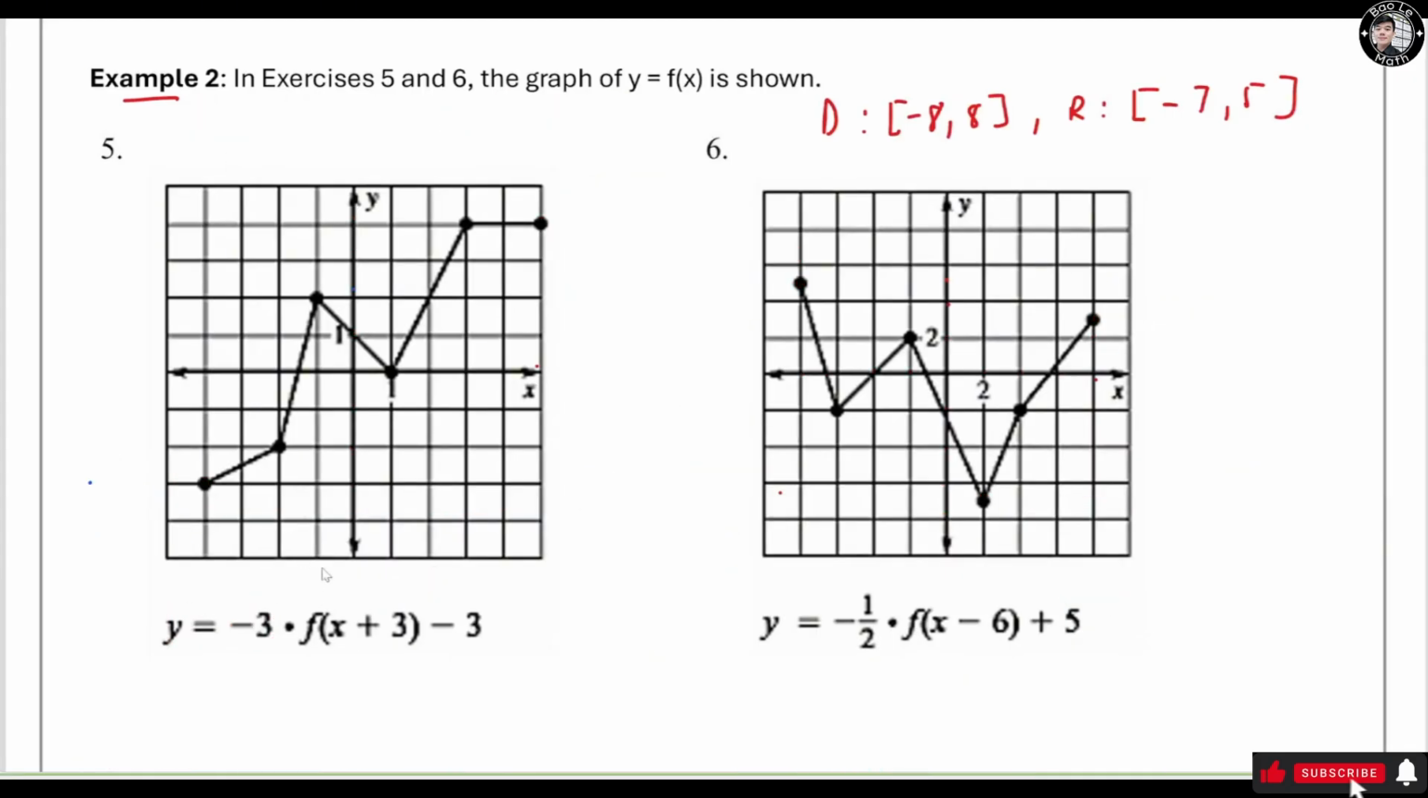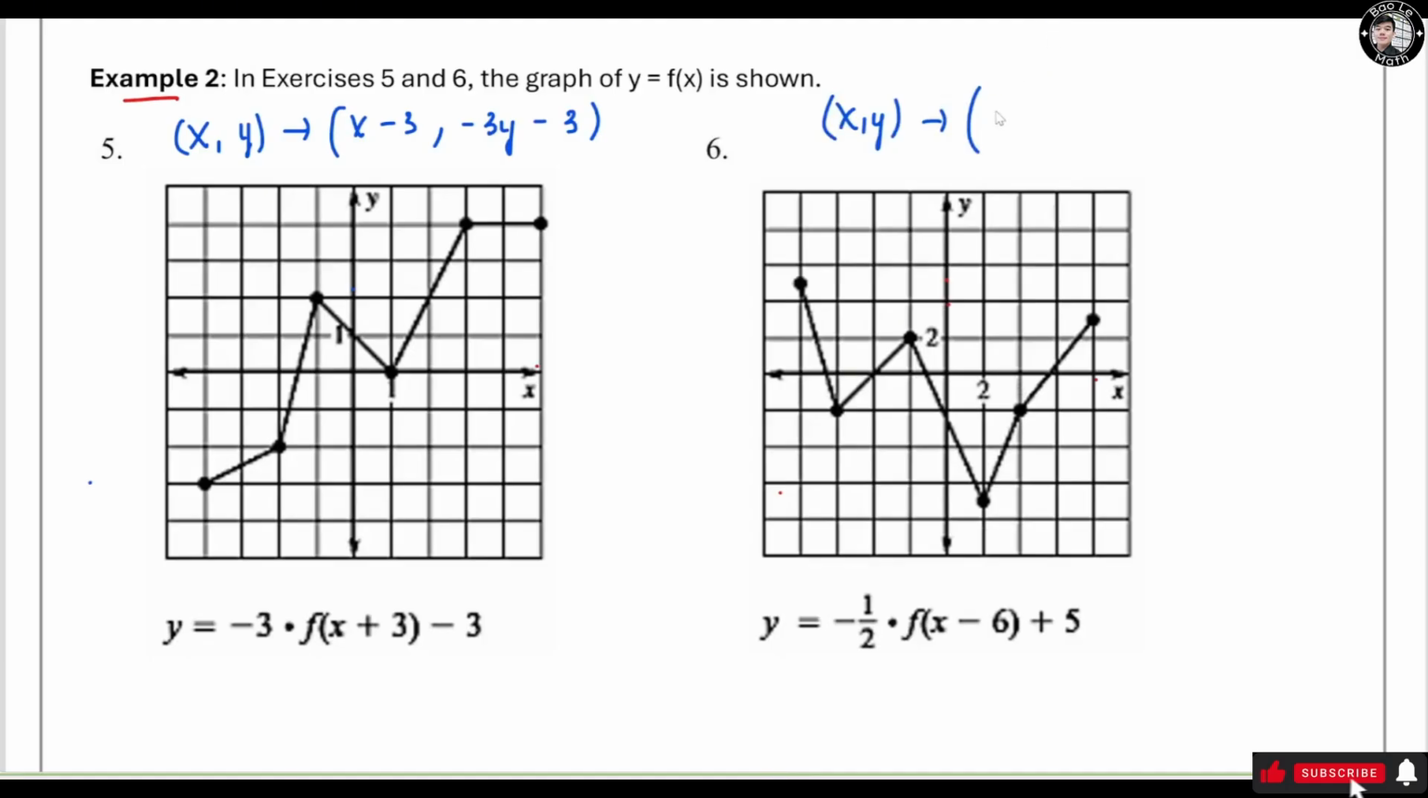Now to graph this one, we need to follow the formula. For the x-coordinate, you only move left 3 units, right? So you have x, y turns out to be the new one, x minus 3, right? For the y-coordinate, you're gonna multiply by negative 3 and you subtract 3, right? So you have negative 3y subtract 3. For this one, you're gonna move right 6 units, right? So x plus 6. For the y coordinate, you're gonna multiply by negative 1/2 and add 5, right?